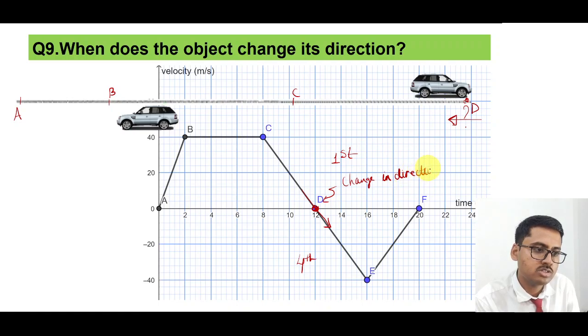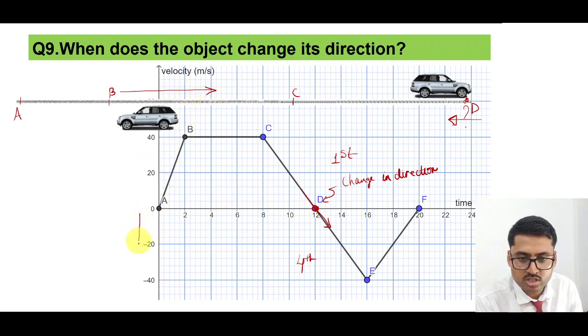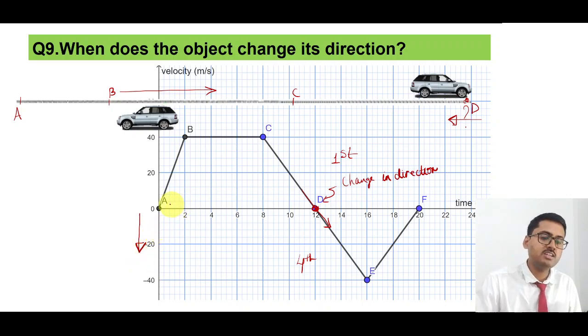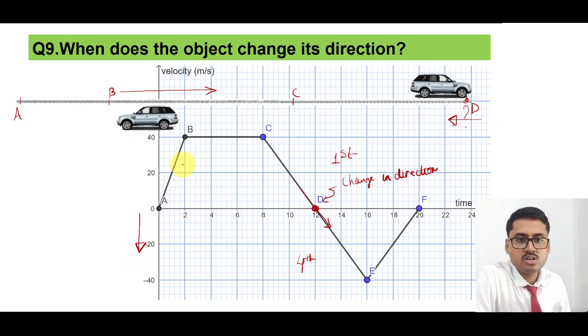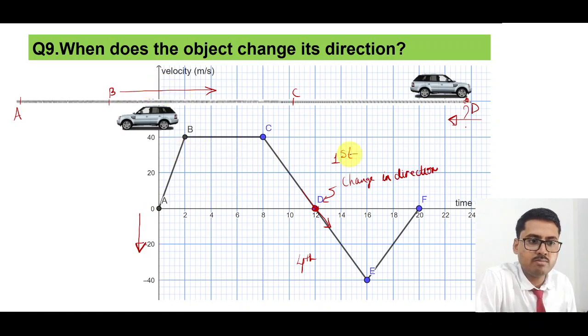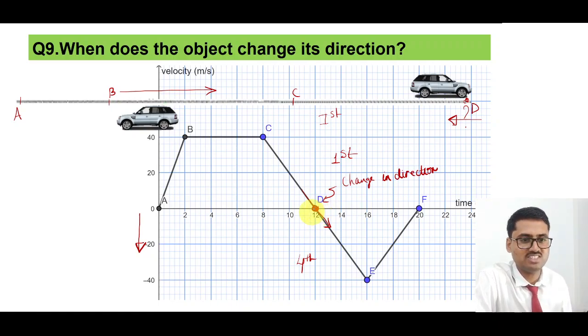And how do I know this? Because these all are positive velocities. 0, 20, 40 means the object is going in the forward direction, and when the object goes in the opposite direction, it means that the velocity is going to be negative. Remember, velocity is a vector quantity and the velocity-time graph can be in both the first quadrant and the fourth quadrant. So here this point denotes change in direction of the object.